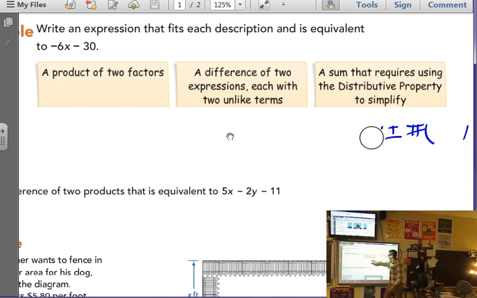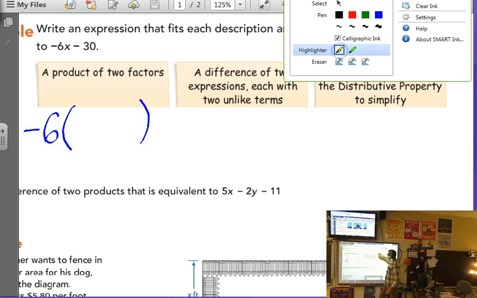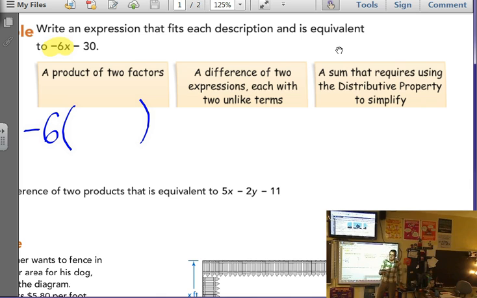So what Whitney's telling us to do is pull out, now I'm going to actually combine both Acadia and Whitney's suggestions. I'm going to pull out the negative and the 6. So for the product of two factors, I make this negative 6 times, negative 6 is my first factor, my first term. My next expression or term is actually going to be a binomial. So if I pulled out the negative 6 from the negative 6x, what am I left with? Just the x.